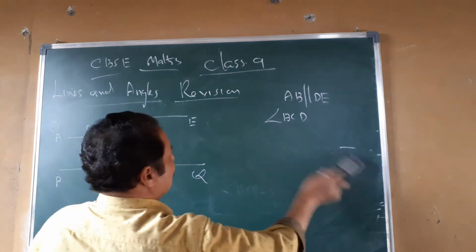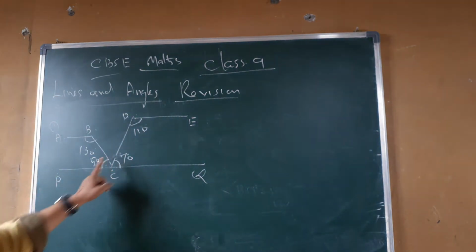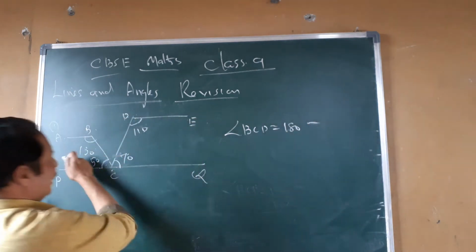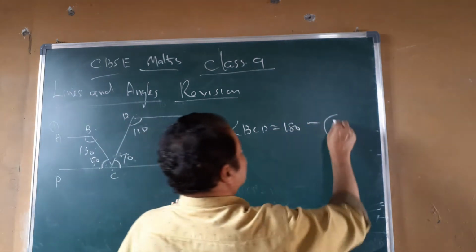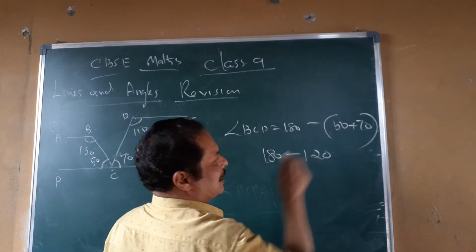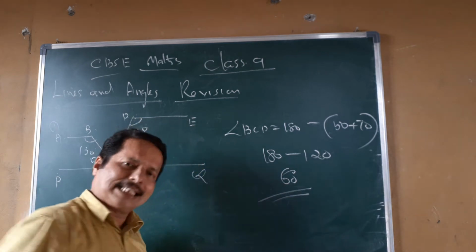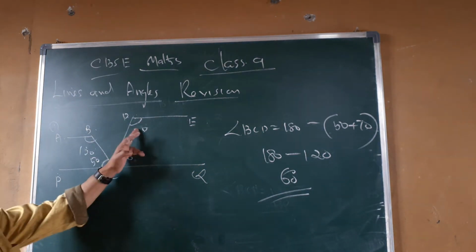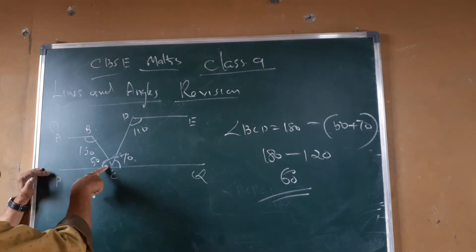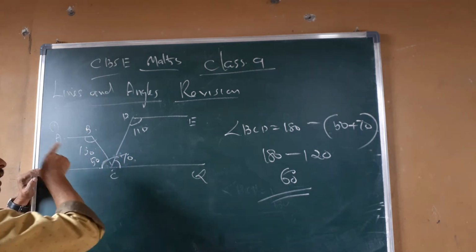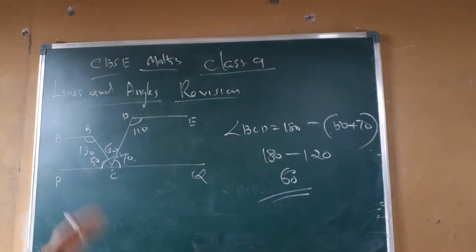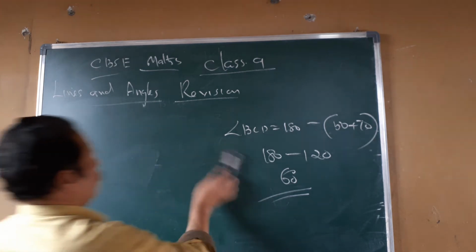അത് കഴിഞ്ഞു. ഇനി നമുക്ക് എങ്ങനെ ഇത് കാണാം? That is very easy. Angle BCD equal to 180 minus the linear pair, 50 plus 70, that is 120. Your answer is 60. Another method: ഇത് 110 ആണെങ്കിൽ ഇത് total 110 ആണ്. ഇത് 130 ആണെങ്കിൽ ഇവിടെ 50. So 110 minus 50, then also you get 60. Okay, അങ്ങനെയും ചെയ്യാം.